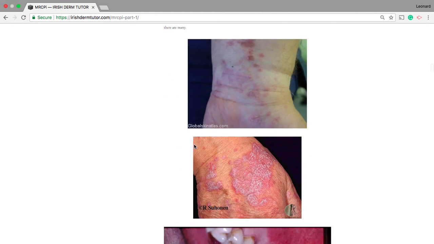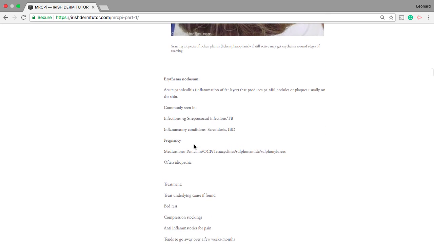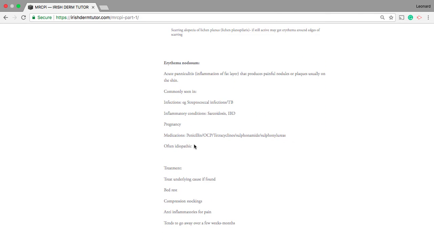We'll now go on to the topic of erythema nodosum. So erythema nodosum is an acute panniculitis, which basically means it's inflammation of the fat layer, and this can produce painful nodules or plaques, which are usually found on the shin, but they can be found in other areas such as the forearms. It is commonly seen in a number of conditions.